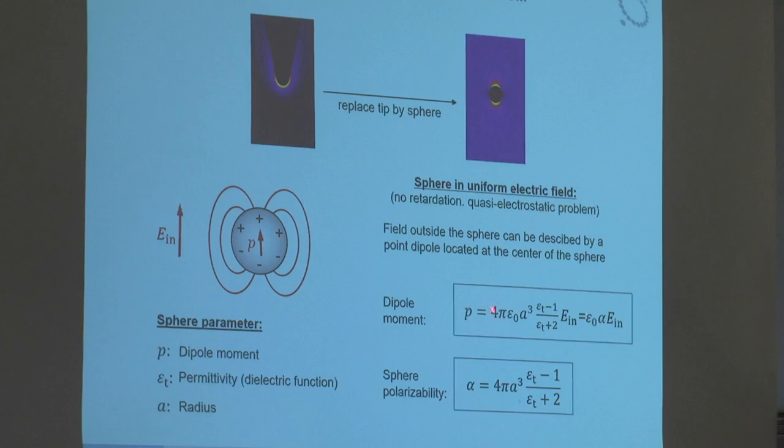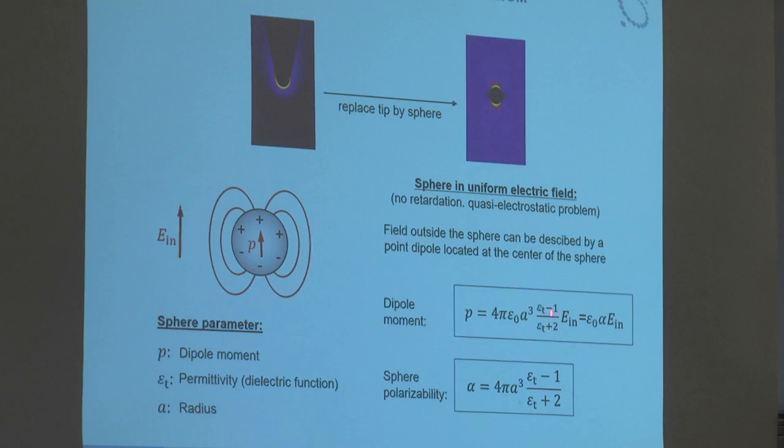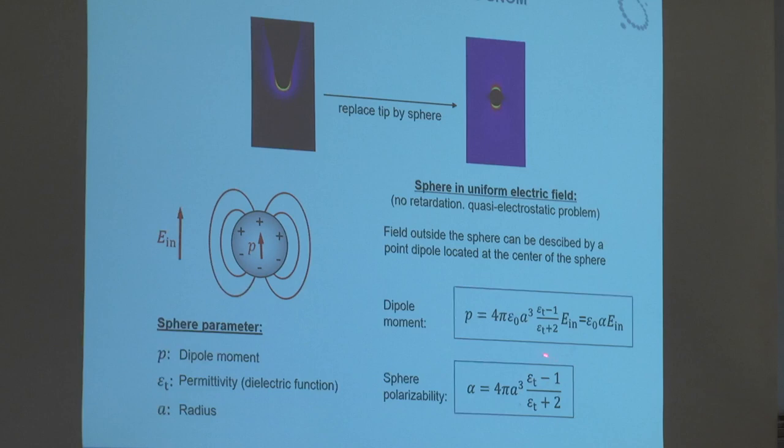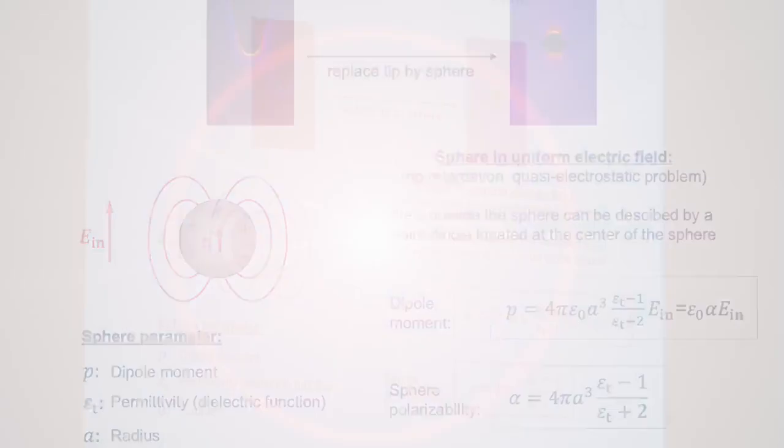So this point dipole here has a very simple analytic expression. That's the dipole moment. We have a to the power of 3, where a is the radius, so that's kind of the volume. And then we have this factor, epsilon minus 1 divided by epsilon plus 2, where epsilon is the dielectric function of the tip material. That's the so-called polarizability of the sphere. So in the end, the dipole moment is the vacuum permittivity multiplied with the polarizability of the sphere multiplied with the incident field. That's very simple, and it can be quickly and analytically modeled.